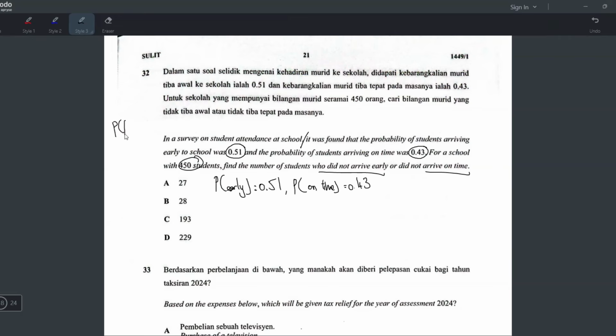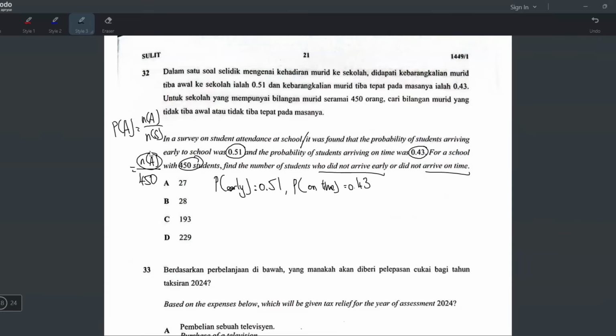Okay, I'll talk about the probability formula first. The formula for probability is PA equals NA over NS, right? And we already know the NS is 450. Okay, that one is confirmed because that's the total, right? The NA is what I want to find. Okay, the NA is what I'm trying to find now. Yeah, which is the number of students that did not arrive early or on time, right?